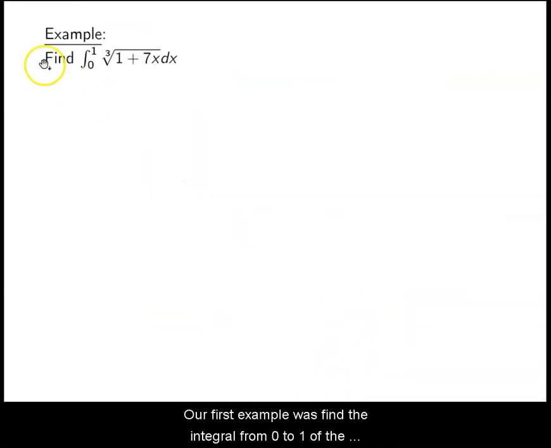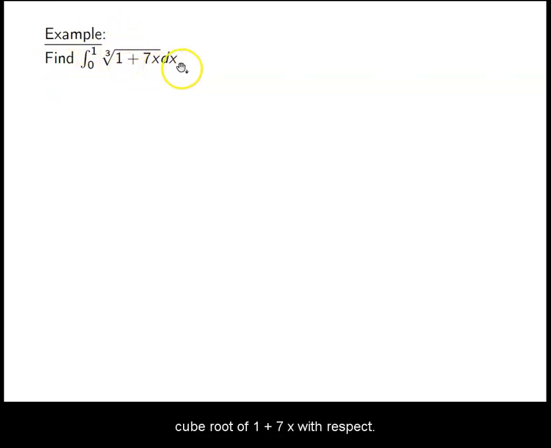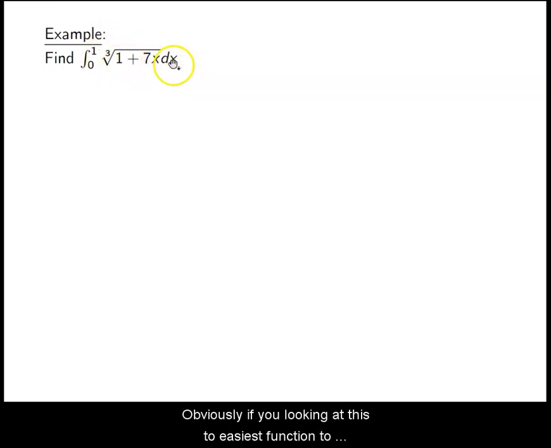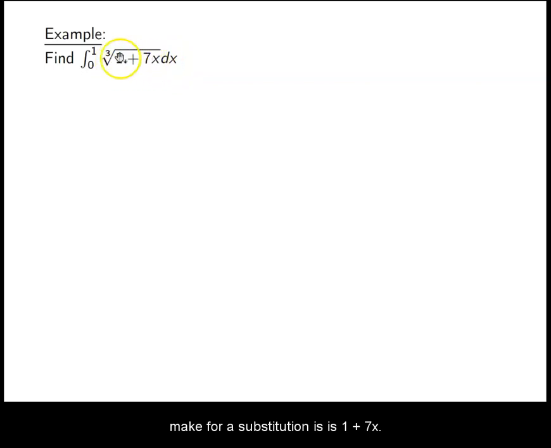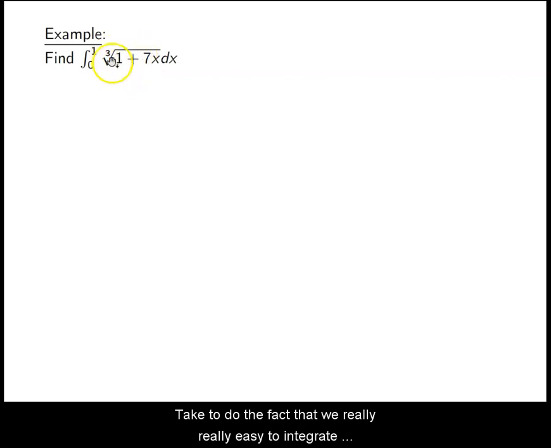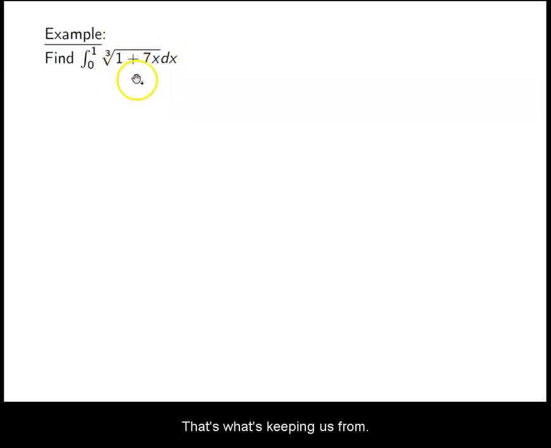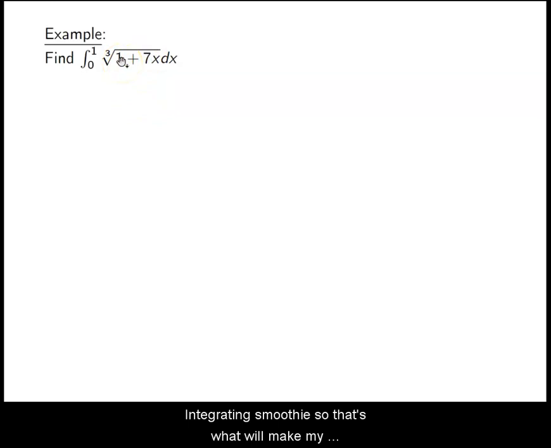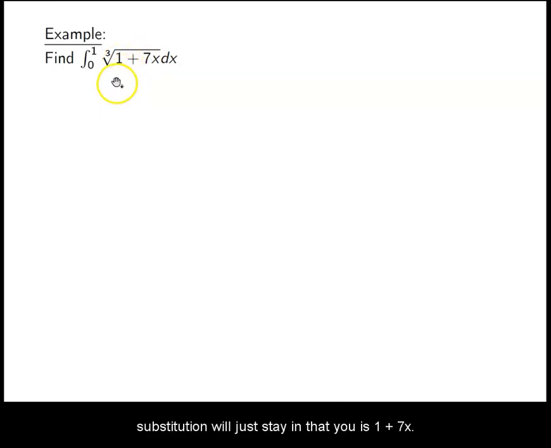Okay. So our first example, let's find the integral from 0 to 1 of the cube root of 1 plus 7x with respect to x. Now obviously, if you're looking at this, the easiest function to make for a substitution is this 1 plus 7x. If this was just x, the cube root of x, that would be really, really easy to integrate. So since we have a complicated function in this cube root, that's what's keeping us from integrating smoothly. So that's what we'll make for our substitution. We'll just say that u is 1 plus 7x.